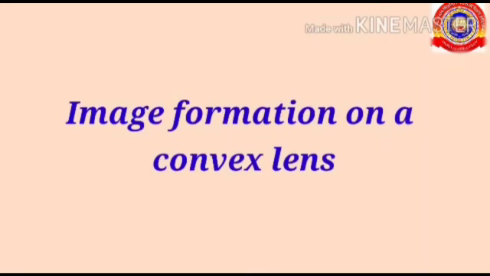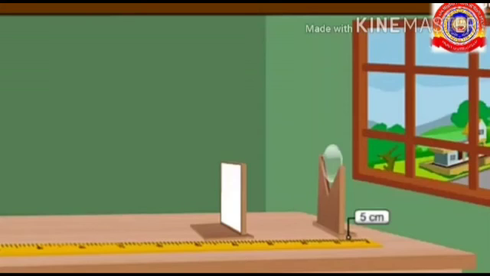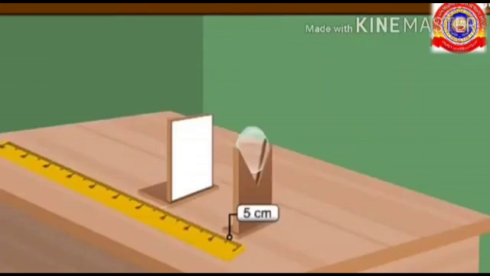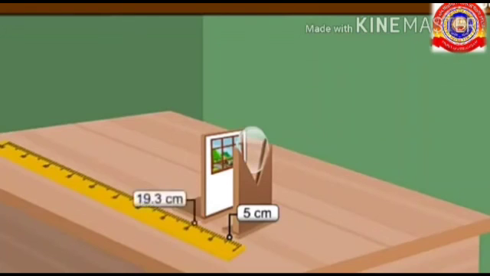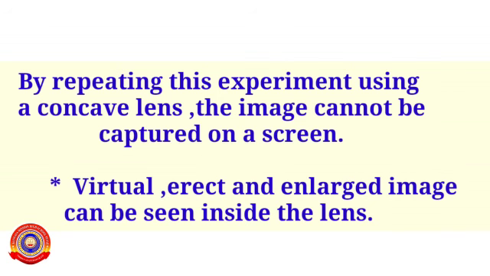Let's see the formation of an image on a convex lens. Hold a convex lens against a distant object and try to capture the image on a wall. Try increasing and decreasing the distance between the lens and the wall. Then you can see a real, diminished, inverted image. If we try the same experiment using a concave lens, the image cannot be captured on a screen. A virtual, erect and enlarged image can be seen inside the lens.